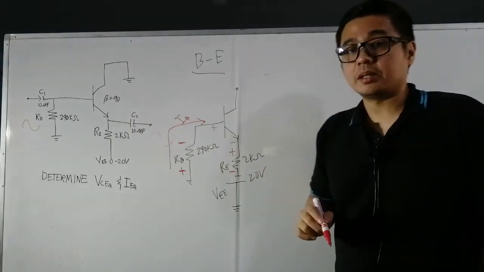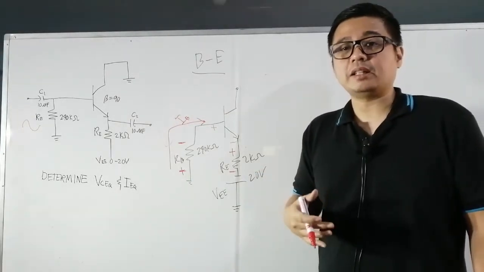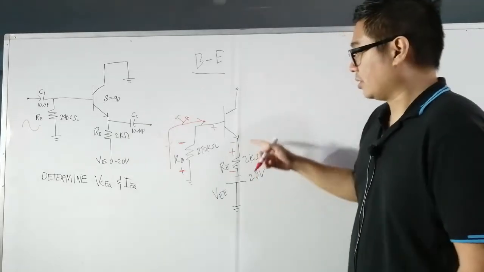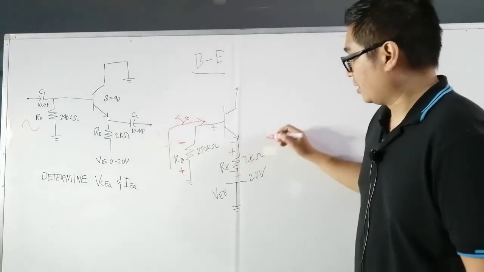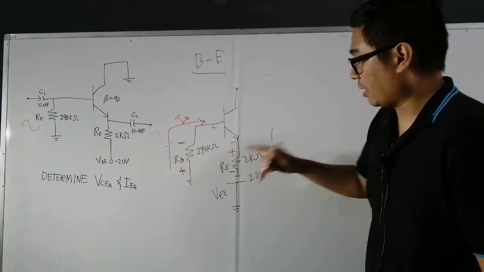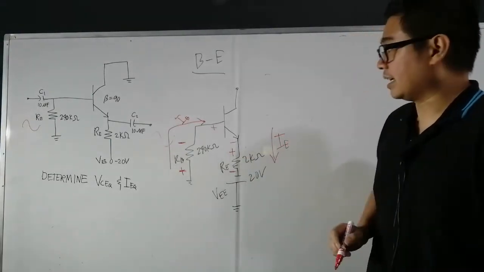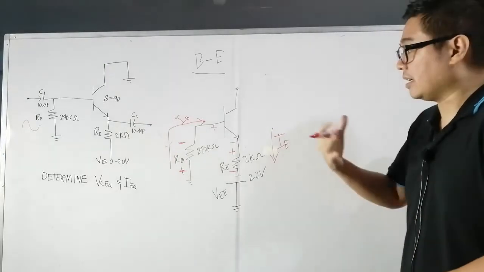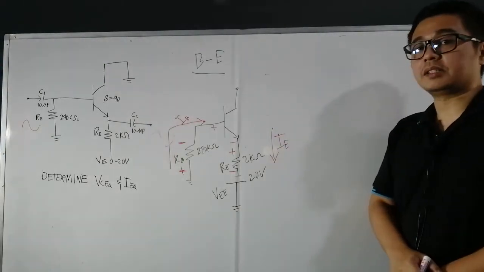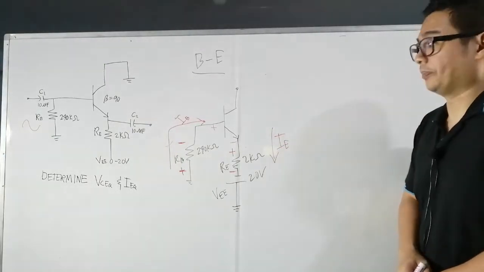What about for R sub E? Ang dumadaan sa kanyang kuryente ay I sub E. So we'll just follow the arrow. Ang direction is palabas or pababa dito sa ating R sub E. This is your I sub E. So this is the equivalent circuit for the base emitter terminals or junction.